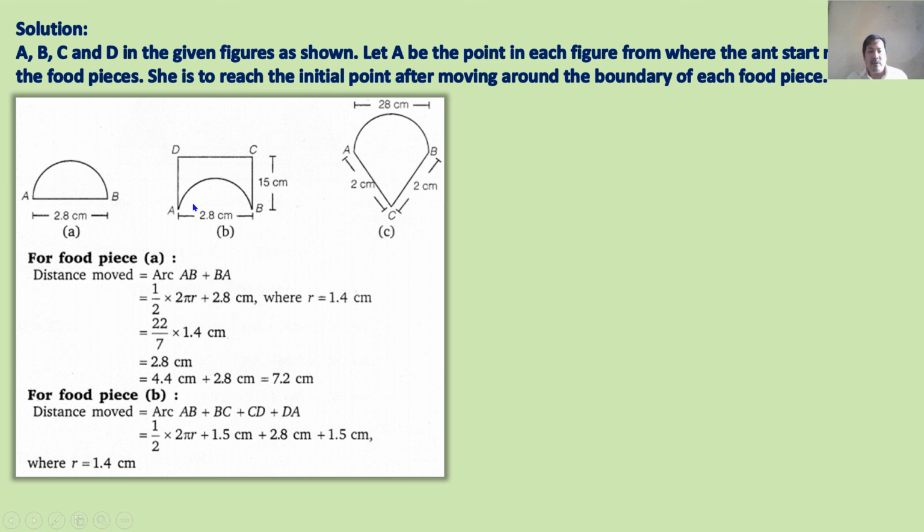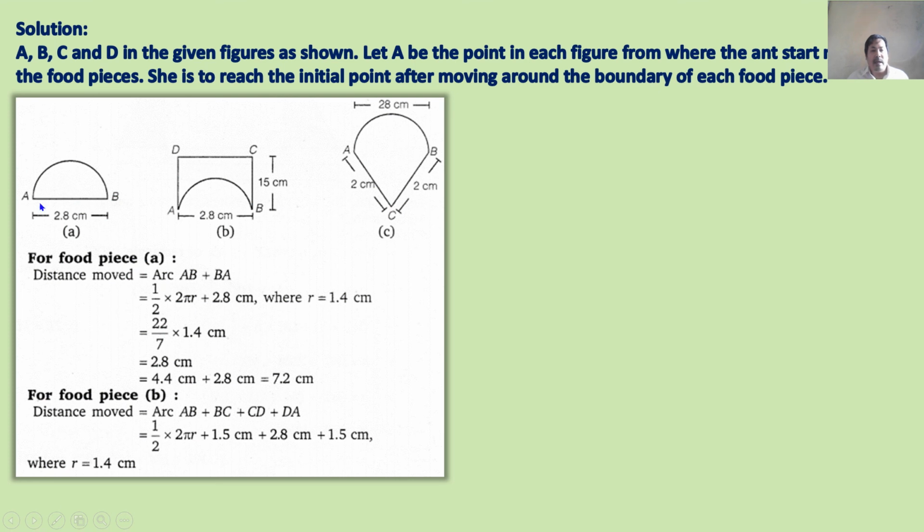Got it? Here also from A to B and B to C, C to D, D to A like this. So to be clear about the track and find out the perimeter of the track, we just mark AB or ABCD or ABC. Okay, clear. So let us start. For foot piece A, the distance moved is arc AB plus BA. So that is the track or distance that is moved along the foot by the ant.